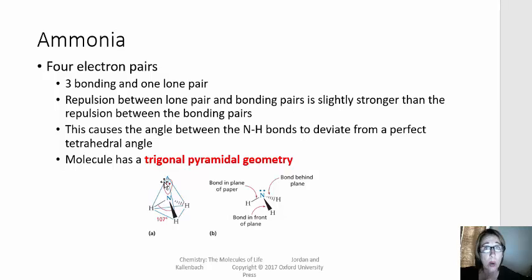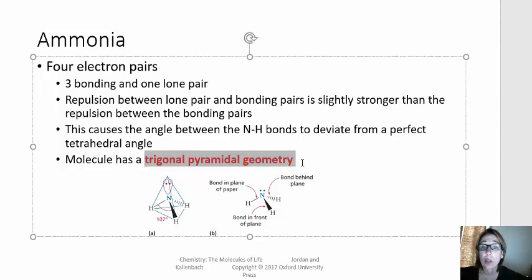So what I want you to know is when there is an atom that has four electron pairs and one of them is a lone pair, the geometry is going to be trigonal pyramidal and the bond angles will be less than 109.5.